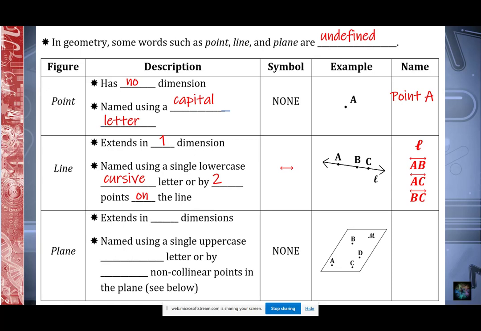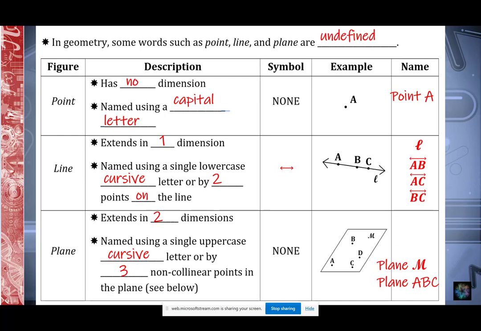When we consider the plane, how many dimensions? We're going from 0, 1, and now we have 2 dimensions. And it is named using a single uppercase cursive letter. You can see that little M in the corner, or by 3 non-collinear points in the plane. I'm going to define non-collinear in just a minute. There is no symbol for plane as well. We have to put the word in front of it. So plane M or plane ABC.